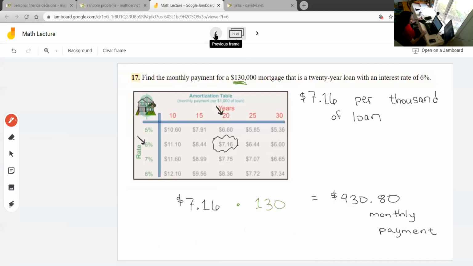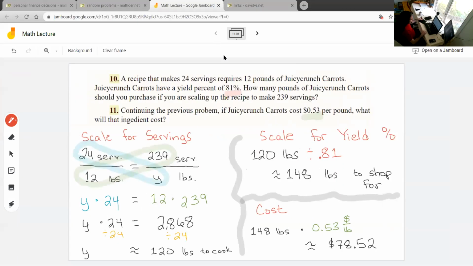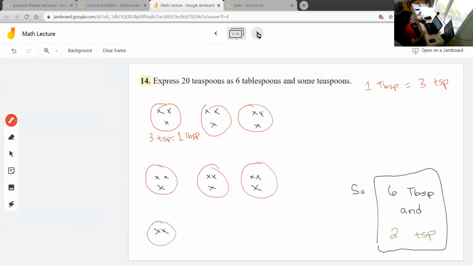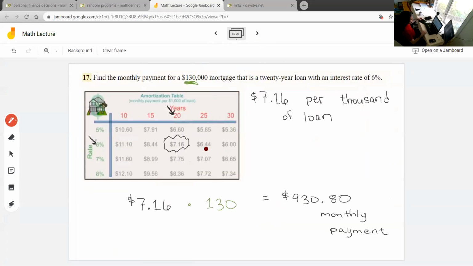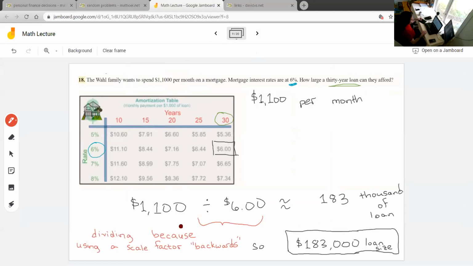When we were doing yield percent, it was designed to go from the grocery store to the pot. That was multiplying. The other way was backwards. We had to divide. When we're using the amortization table, then this scale factor is designed to say, I have this big a loan, what do I pay? Since we're using it backwards, saying how big a loan can I get for my payment, then we divide.